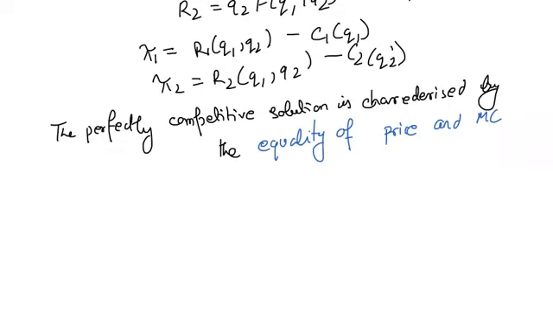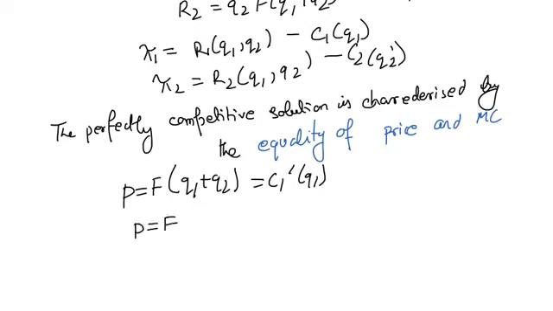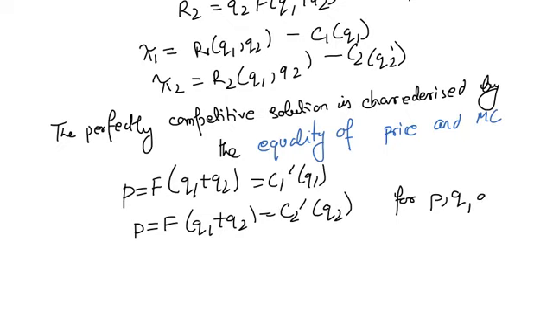Let me write the equations. P equals F(Q1 + Q2), which is equal to C1'(Q1). That is, P equals F(Q1 + Q2), which is equal to C2'(Q2). And this is valid for all P, Q1 and Q2 values.